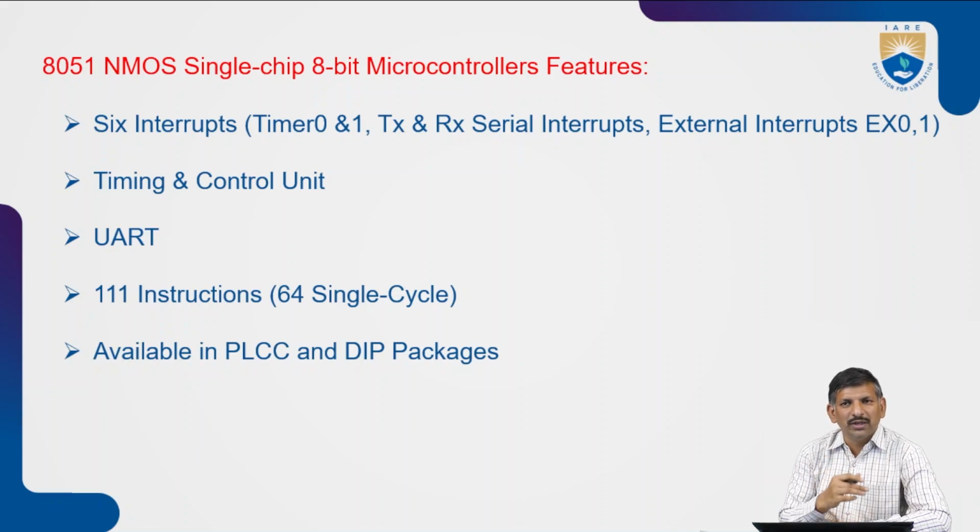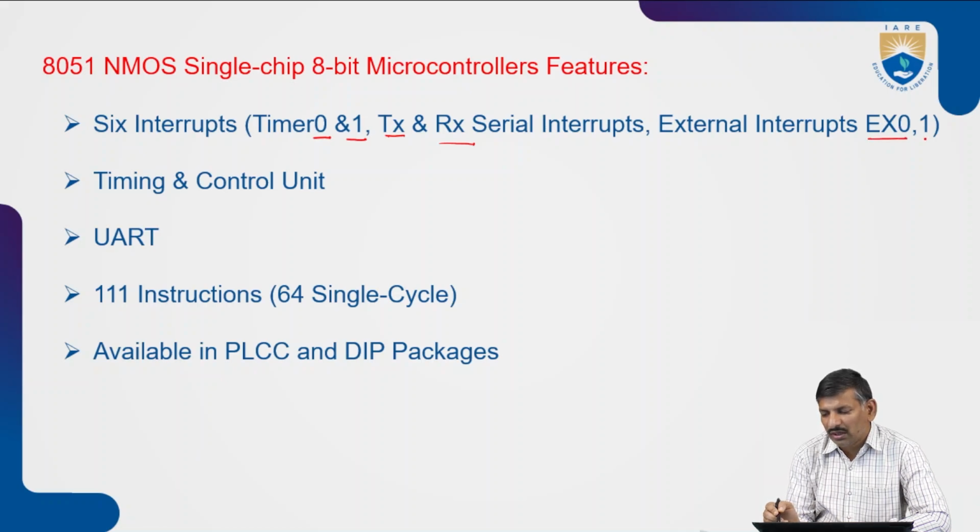Okay. So coming to the 8051 microcontroller, it contains two timer interrupts, those are timer 0 interrupt and timer 1 interrupt. And it contains two serial interrupts. Serial means bit by bit. At a time, only one bit will be transmitted in serial communication. So here, a transmitting interrupt is there, and a receiving interrupt also. And it contains two external interrupts, those are EX0 and EX1.